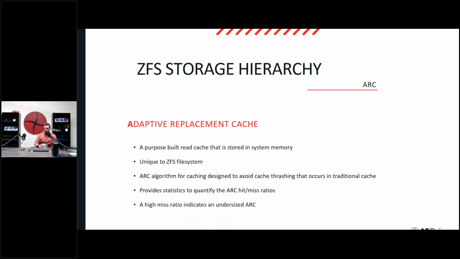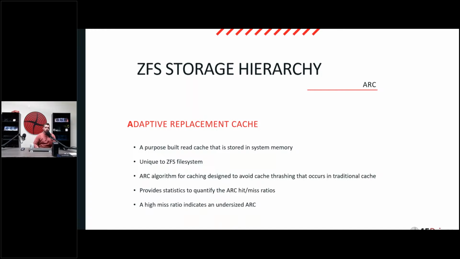And going into our support VDEVs or special VDEVs a little bit more. Actually, we will in a second, because right now we're talking about ARC. So the ARC is a purpose-built read cache that's stored primarily in your system memory. It's unique to the ZFS file system. The ARC algorithm, it's used for caching. It's designed to avoid cache thrashing that occurs with traditional file systems. It provides statistics to qualify the ARC hit-miss ratio. So with the hit-miss ratio, typically the lowest you'd really want it to go before you start considering, okay, I should probably add more RAM to my system if possible.